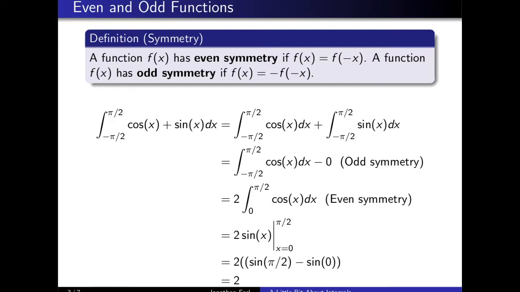And the cosine integral we can take as twice the integral from 0 to pi over 2 of cosine of x. We find our antiderivative is 2 sine of x, and we'll evaluate at x equals pi over 2, subtract it off at x equals 0. And when we do that, we get 2.